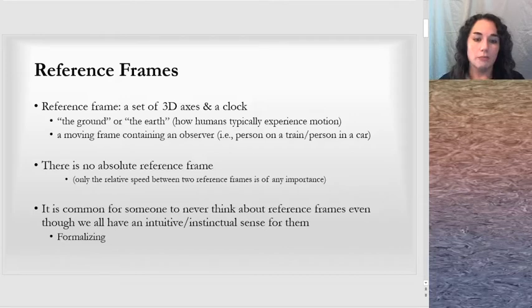A moving frame containing an observer may be, for example, a person on a train or a person in a car. If you've been in a car, this is a familiar thing. If you consider the car your reference frame, you're not moving in your reference frame. You're sitting in that reference frame, and things are moving around you. You can have a moving reference frame.